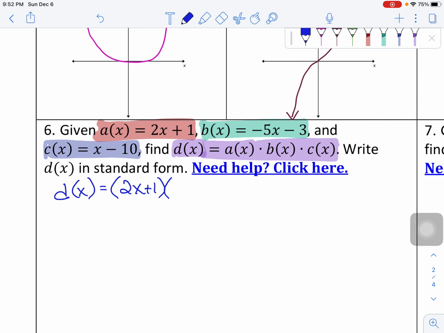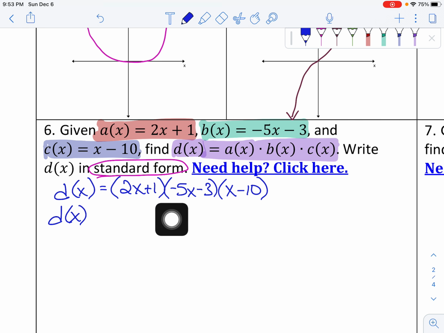Let's see, d of x is equal to, well, a of x is 2x plus 1, b of x is negative 5x minus 3, and c of x is x minus 10. Now, one other thing to pay attention to is in the directions, it says to write this in standard form. So you absolutely are going to need to multiply this out. But remember, with multiplication, you only ever multiply two things together at once.